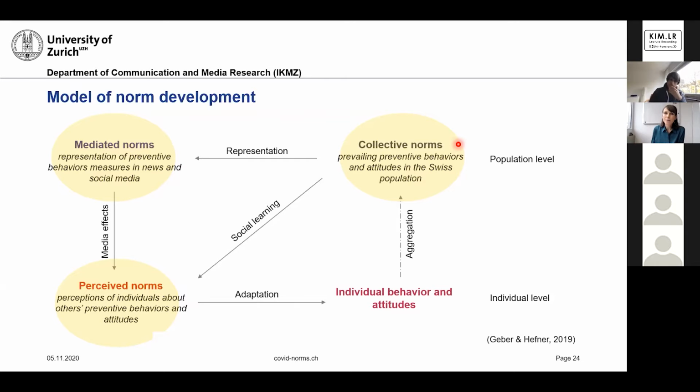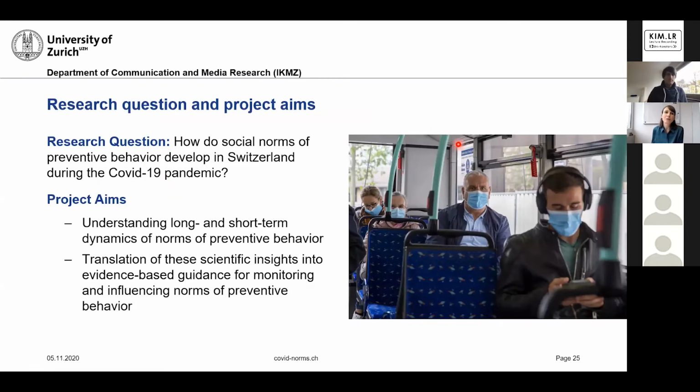So having this framework in mind, our research question is: how do social norms of preventive behavior develop in Switzerland during the COVID-19 pandemic? And the aim is to understand long-term dynamics, but also more short-term dynamics like social learning processes and direct social interactions. The second important aim is to translate these scientific insights into evidence-based guidance for monitoring and influencing norms of preventive behavior. And that is why we closely collaborate with the Federal Office of Public Health in Switzerland in this project.